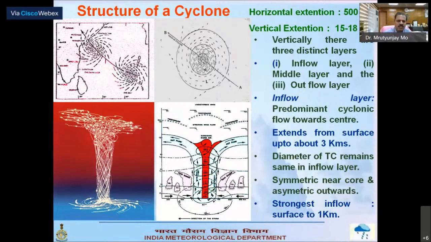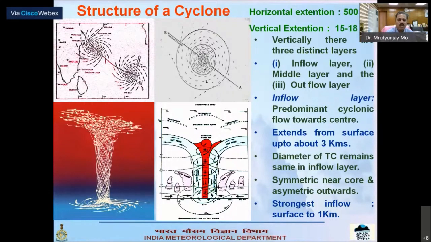So therefore, if any cyclone develops over the Bay of Bengal, usually it develops near the Andaman Sea or southeast Bay of Bengal, it has to move towards the Andhra Pradesh coast or Odisha coast. So that is the reason why, among the states on the east coast, Andhra and Odisha are most prone to cyclone activities, because of this climatological movement of the cyclones.